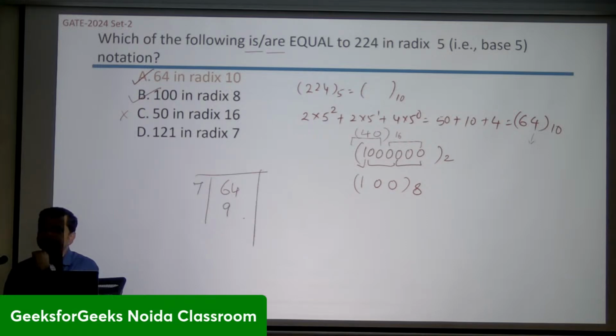9 sevens are 63, and the remainder is 1. Divide it again. 1 seven, remainder is 2. So 1 2 1 in base 7. That means the third option D is also correct. So we have 3 correct options in this particular case.